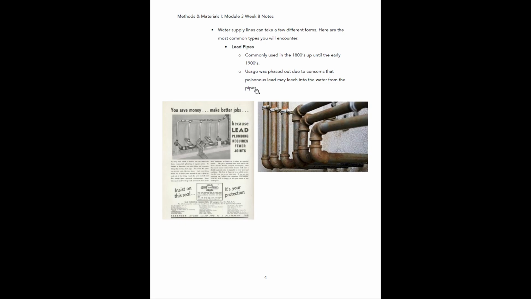People started becoming more health conscious, and they decided to move away from the lead pipes because they learned more about the toxins associated with lead, and that got people worrying: if our pipes are made of lead, what is that doing for our water supply? Is the toxic lead within those pipes actually leaching out into our water and poisoning us? So they decided it would be best to phase those out and get rid of them.